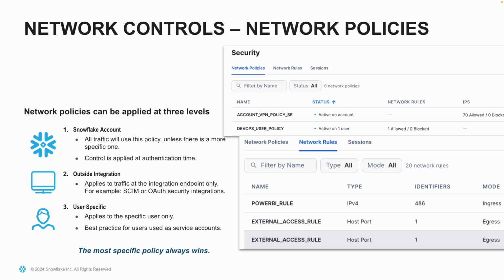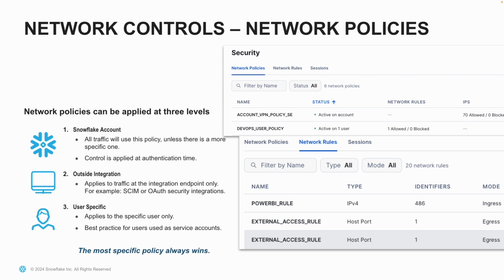A network policy can be applied at the Snowflake account level, making it apply to the entire Snowflake account. It can be applied to security integrations. A good example is through a SCIM integration or single sign-on to limit the access through things like Okta or Entra ID to just that service. Or a network policy can be applied to a specific user. So if we have a network policy that is applied to a large corporate domain, but then we want to apply an exception for a particular user, we can do that.